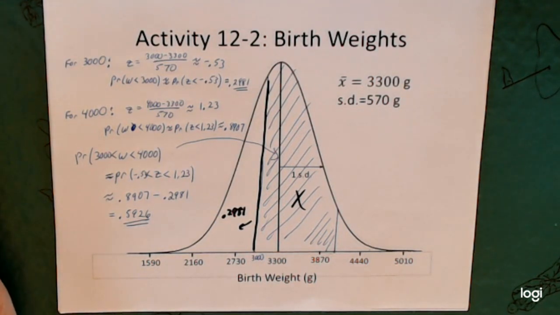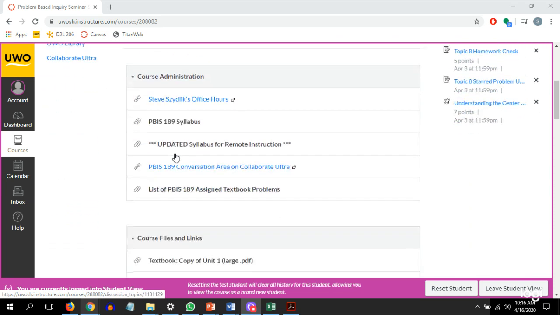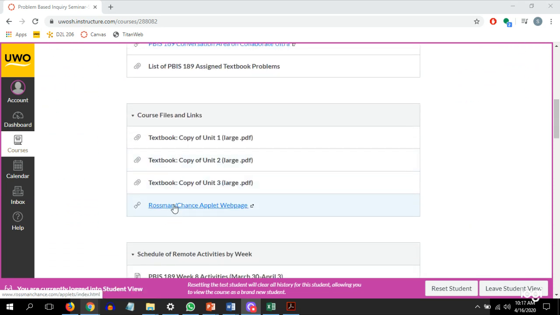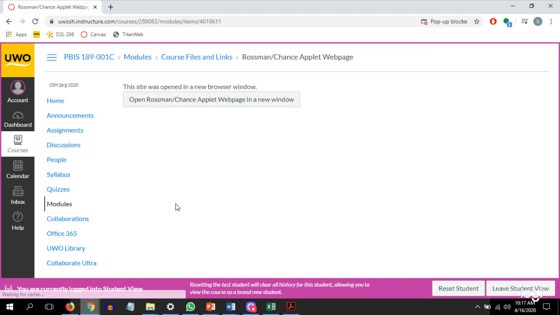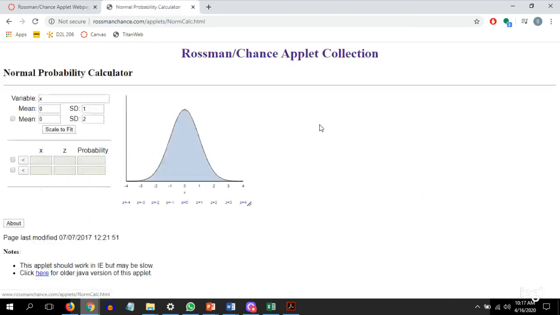Okay, all right. Let's check this using our online applet, and then we'll compare this to what actually happens. See how well it reflects reality. If you didn't watch the previous video, let's just do this from scratch again. On our home page on Canvas, I'm going to scroll down to my Rossman Chance applet web page and open it in a new window. I want the normal probability calculator.